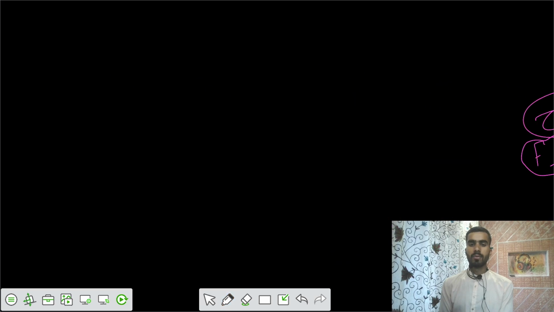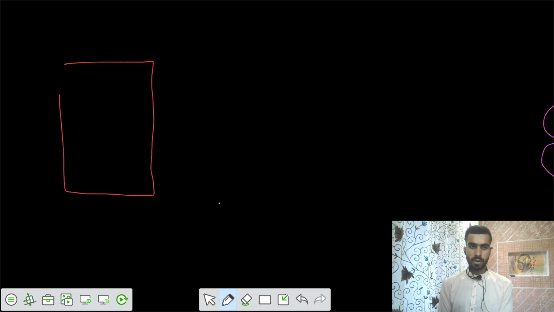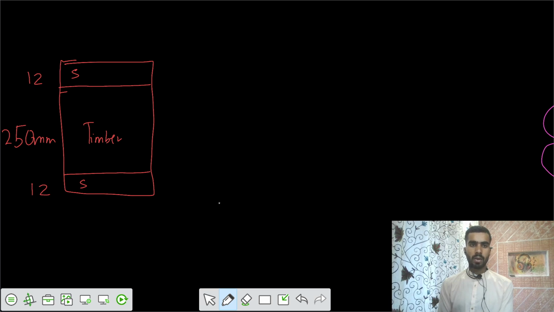So let's take the first problem of that kind. We have a rectangular section. The top and bottom are steel with a thickness of 12 mm, and this is the timber of 250. You are applying on this section a vertical shear force V equals 4 kilonewton.